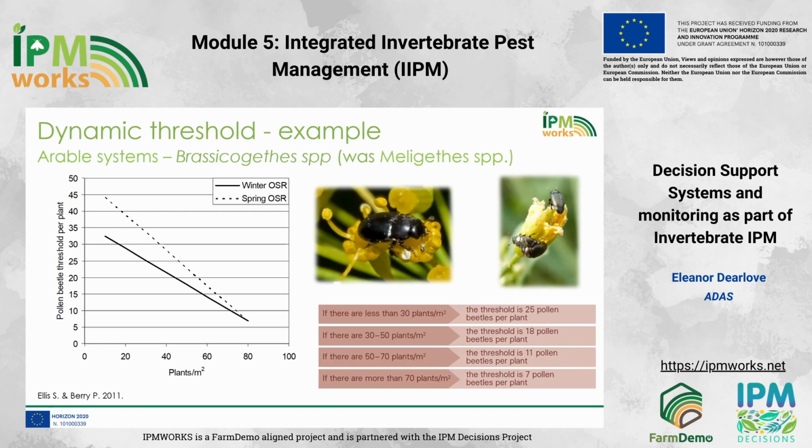So, bringing this information together, we can measure the plant density at the risk window for pollen beetle, which is the green bud stage, and gain an estimate of how many pollen beetles the crop can tolerate before any negative effect will be seen.